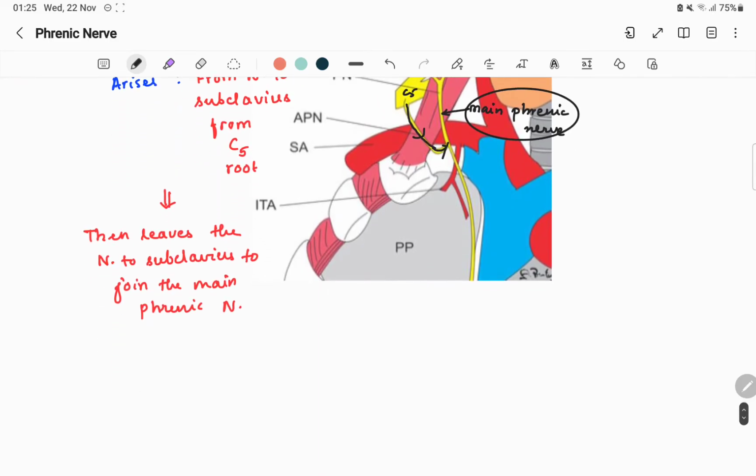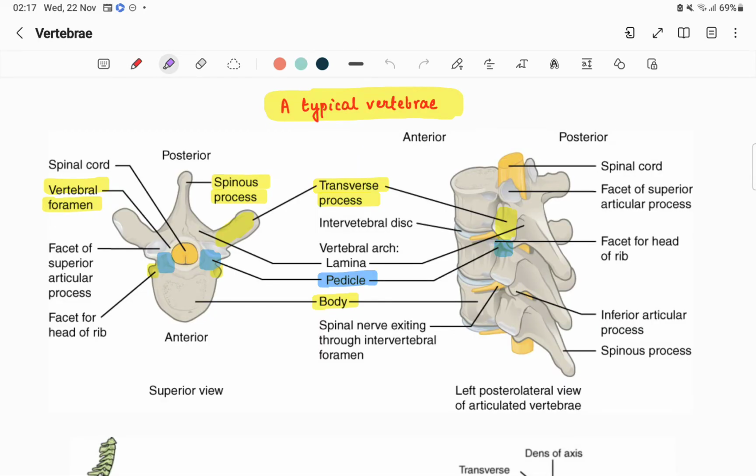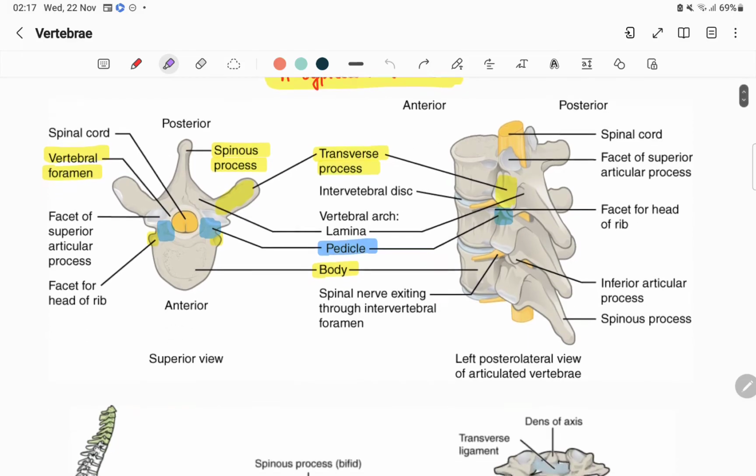Okay, so that's all about the phrenic nerve. Let's move on to the next. Let's talk about a typical vertebra. So in a typical vertebra, what are the things that are present?